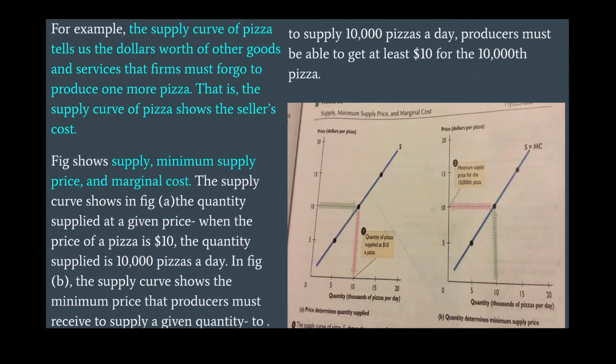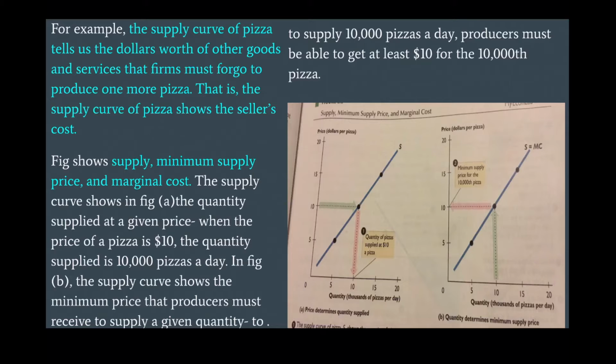For example, the supply curve of pizza tells us the dollar worth of other goods and services that firms must forgo to produce one more pizza. That is, the supply curve of pizza shows the seller's cost, that is, opportunity cost, what he must give up.